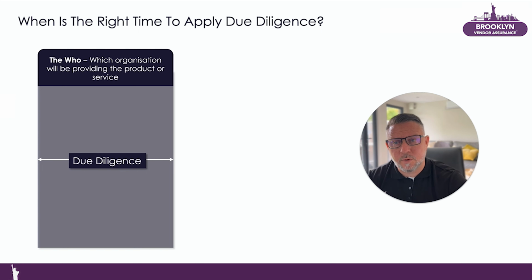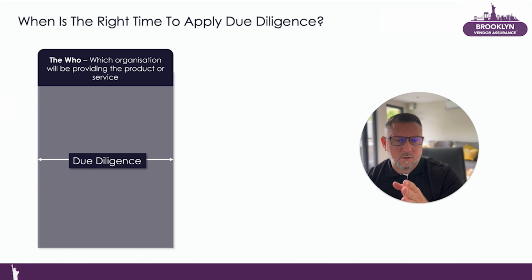So when's the right time to apply due diligence? Well, you typically do the inherent risk before you go to market, to look at what you're doing and inform how much rigor you need to put around what you're asking the market to tender for. But with due diligence, that's when you know the who. You've shortlisted the suppliers.